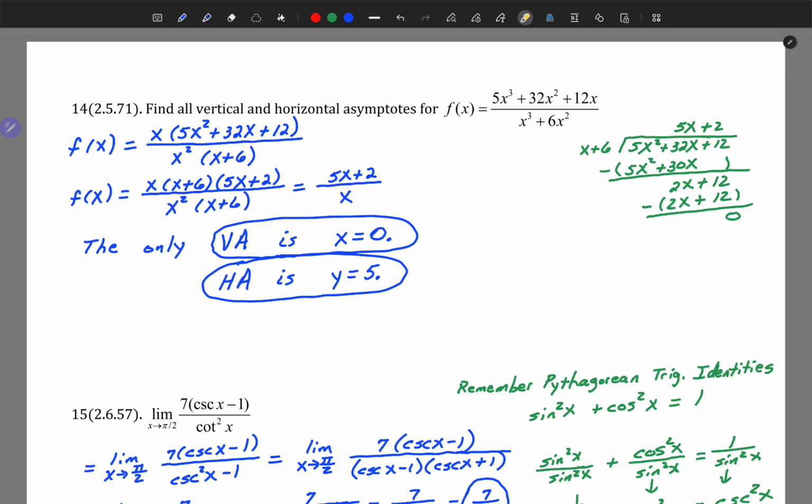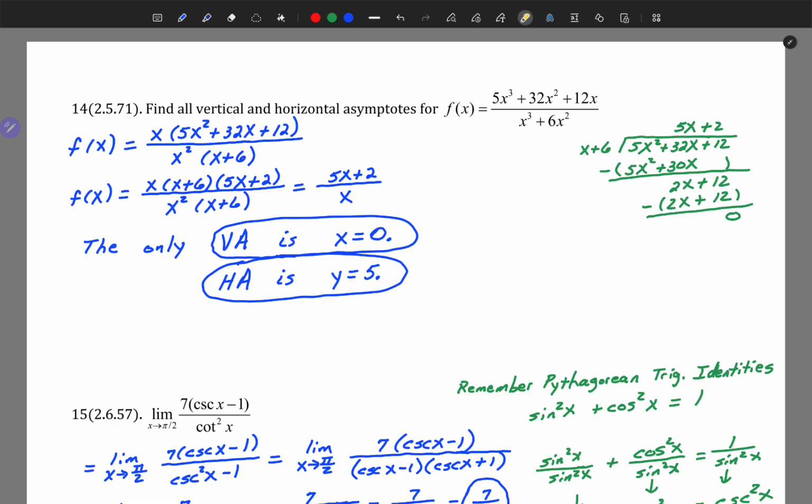Now, vertical asymptotes are going to exist at values that cause the denominator to equal 0, for any factors in the denominator that don't cancel with the numerator. If you have a factor in the denominator that ends up canceling with the numerator, that's not going to cause a vertical asymptote. It's just going to cause a hole in the graph.